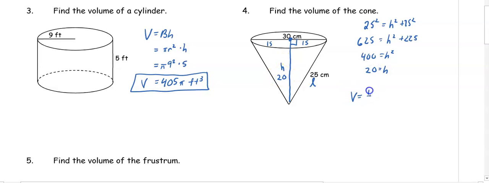The volume of a cone is 1/3 base area times height. Remember, in a cone, we have a circular base, which means that base area is pi r squared. So we would have 1/3 pi 15 squared times the height of 20. So when we multiply that, we get 1,500 pi centimeters cubed.